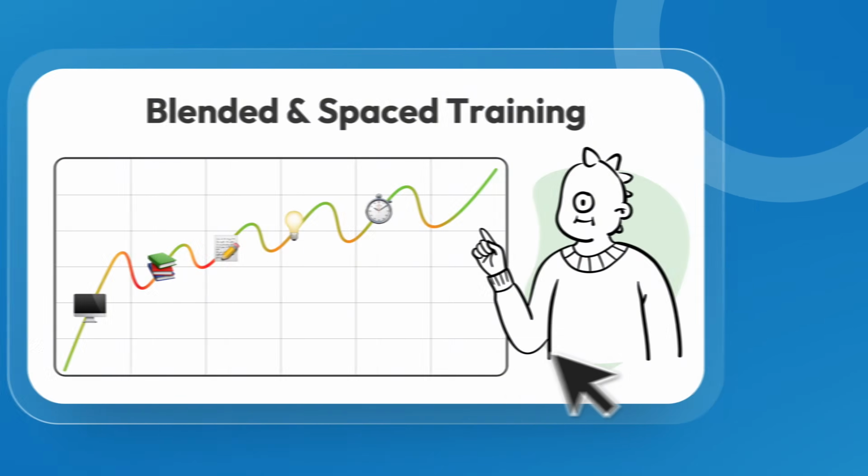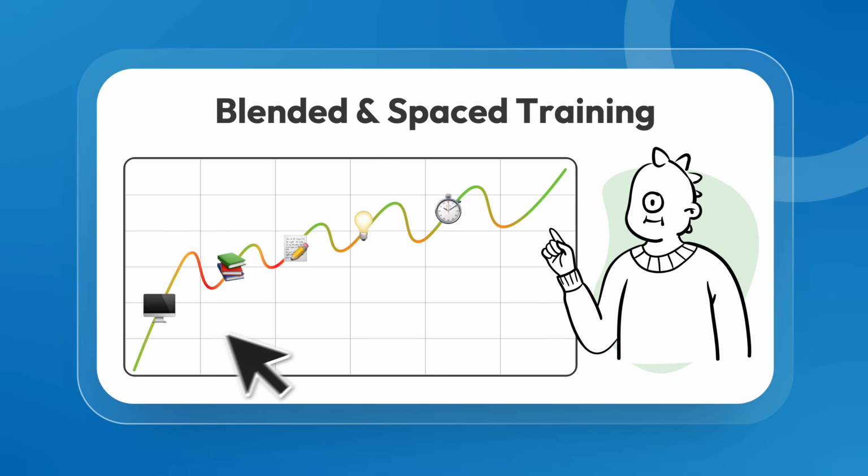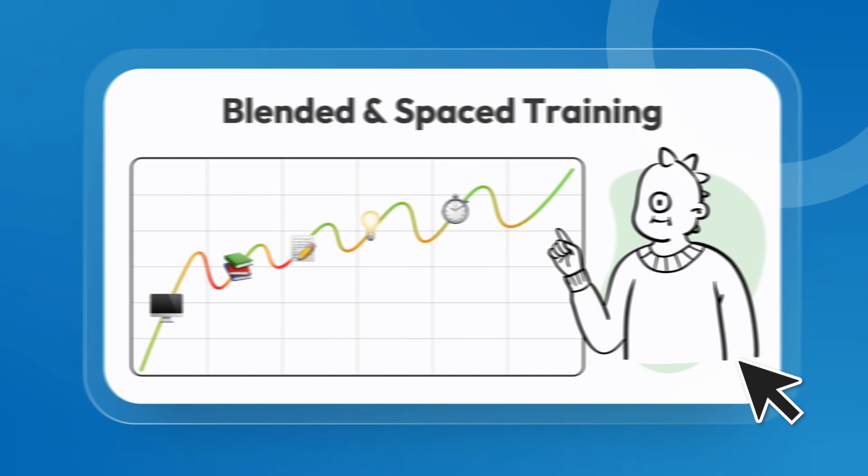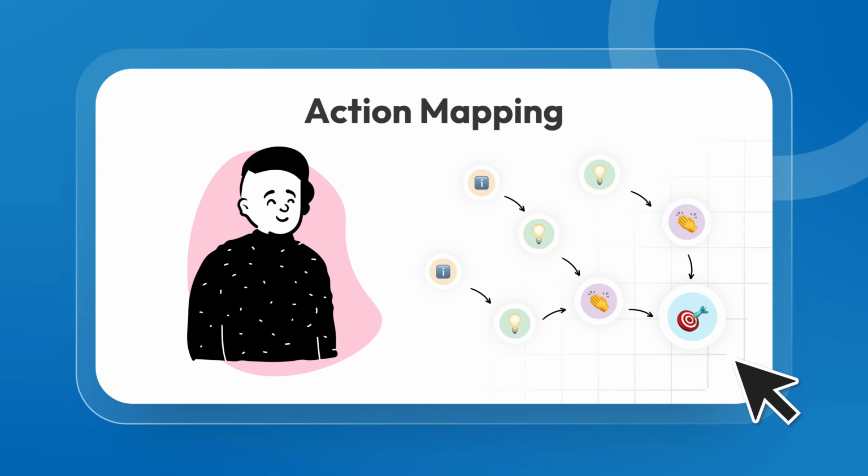We kicked things off by looking at how designing blended and spaced training events can support the learning process over time, and the methodology we used to get there? Action mapping. Instead of asking, what do people need to know? Action mapping forces you to start with the business goal and work backwards, asking what people need to actually do on the job.